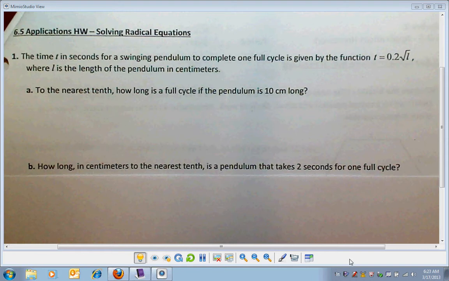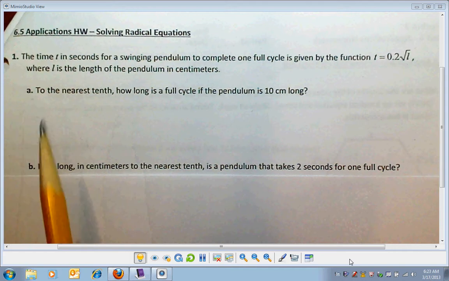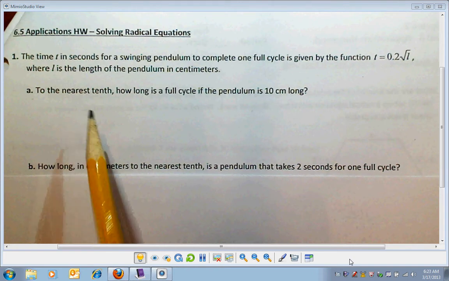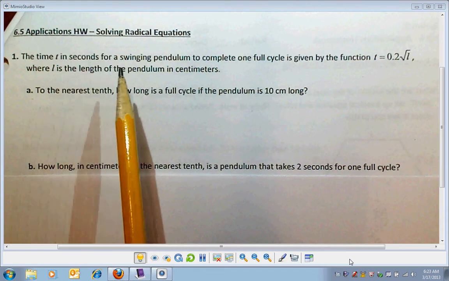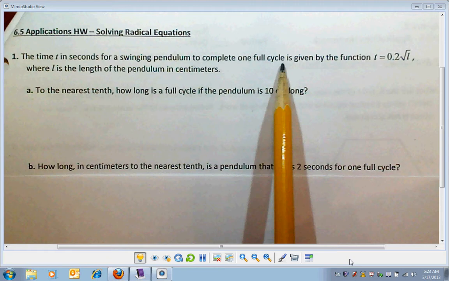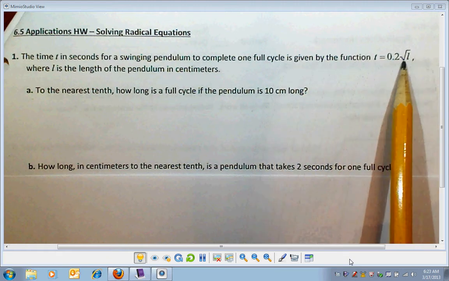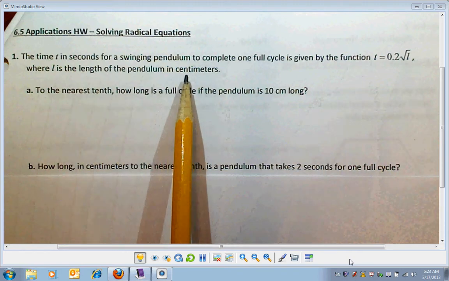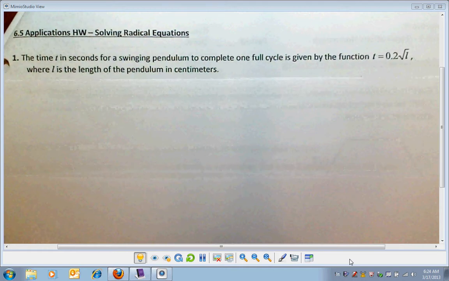This problem had two questions to it. In a previous video, we solved for question A, and in this video, we're solving for question B. So let's go back up and review what it is that they've given us up here. They tell us the time in seconds for a swinging pendulum to complete one full cycle is given by the function T equals 2/10 times the square root of L, where L is the length of the pendulum in centimeters.